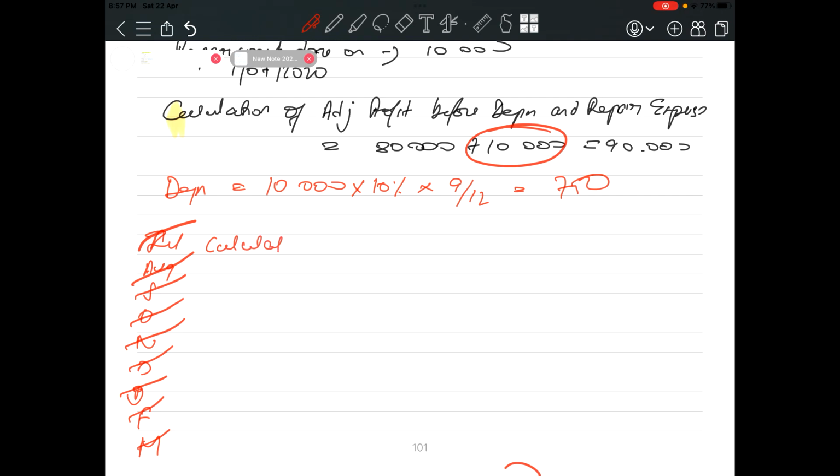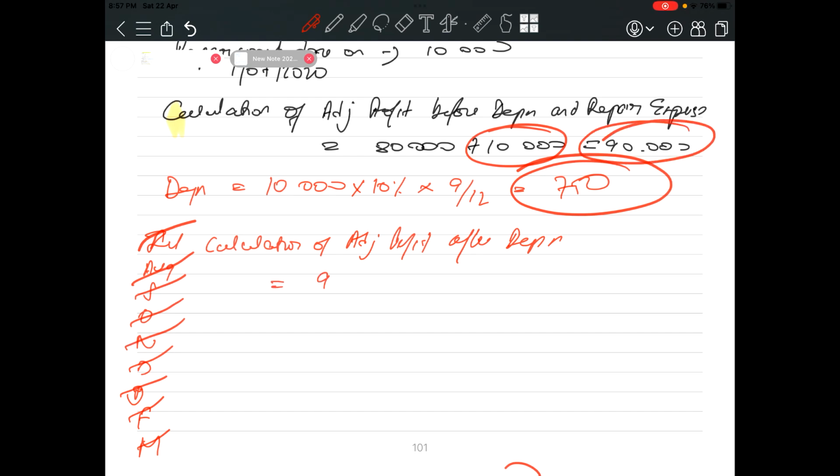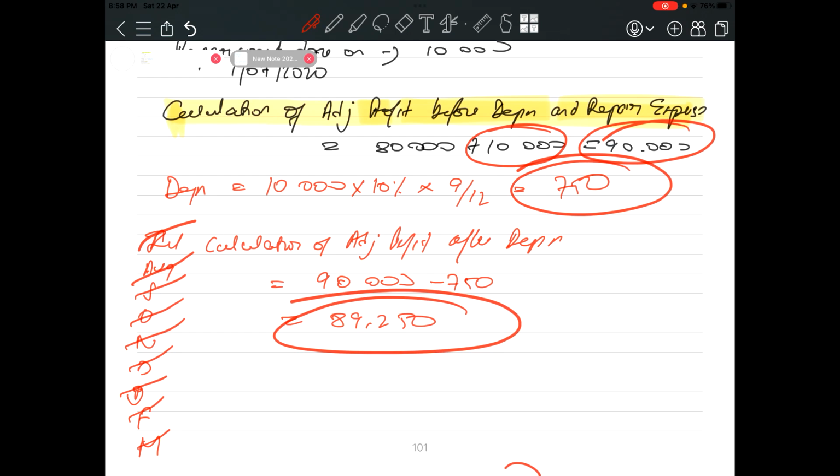Now I'll have to calculate adjusted profit after depreciation. If I have capitalized, this depreciation will obviously go to the P&L account. So the right answer will be 90,000, which is the profit before depreciation and repair expenses. Here I'll have to minus depreciation of 750. So my right adjusted profit will be 89,250. This is the right answer.